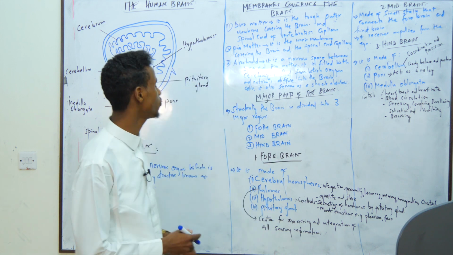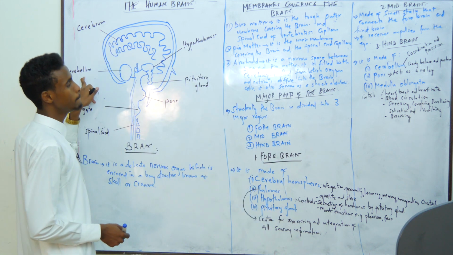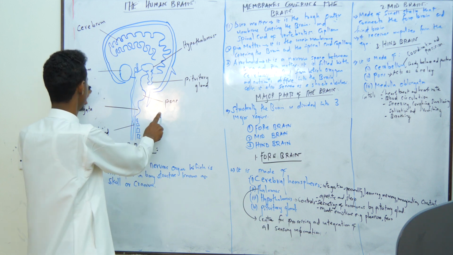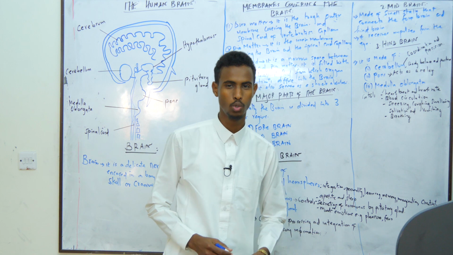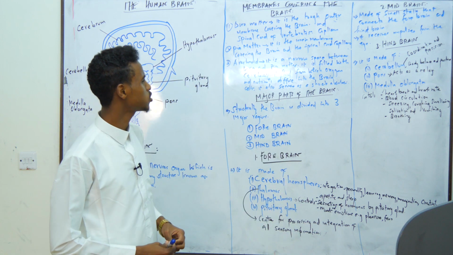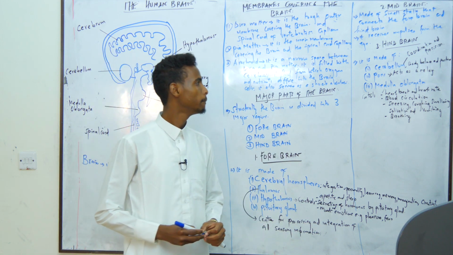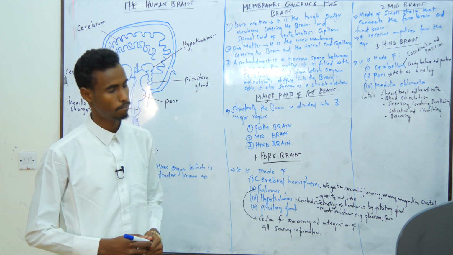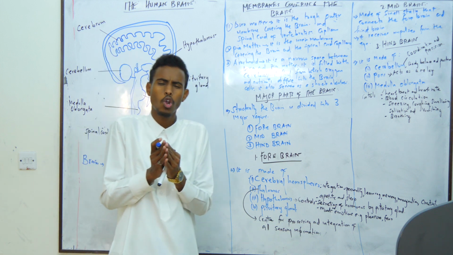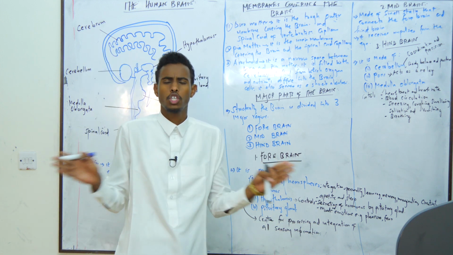The hindbrain is made of, number one, the cerebellum, the pons, as well as the medulla oblongata. Let's look at the function of the cerebellum. The cerebellum controls the body balance and posture. It also controls coordination and precision.